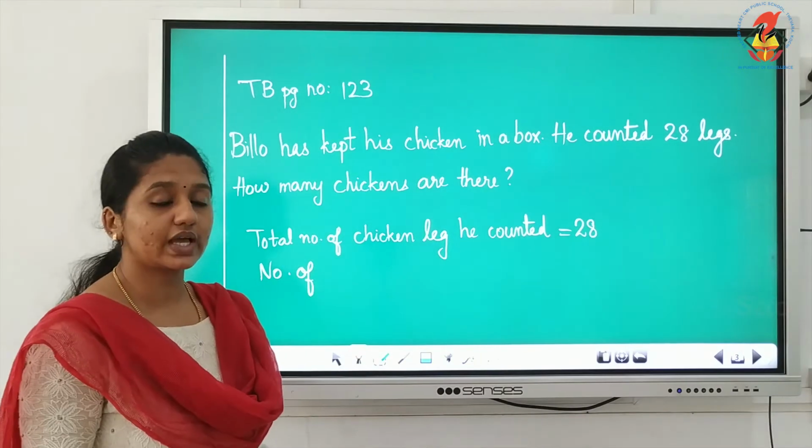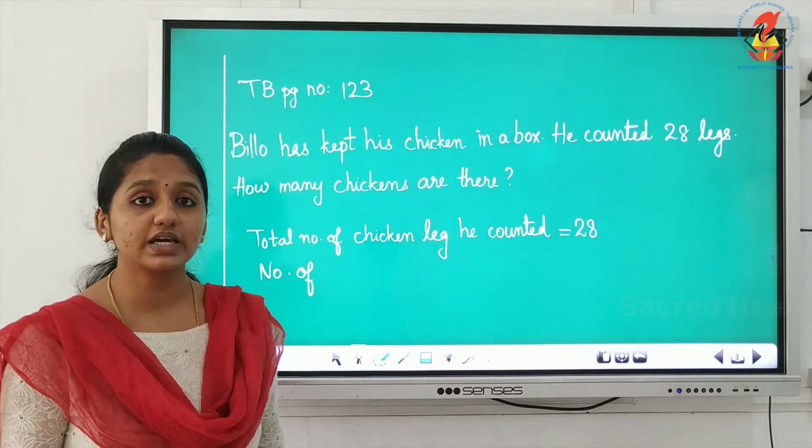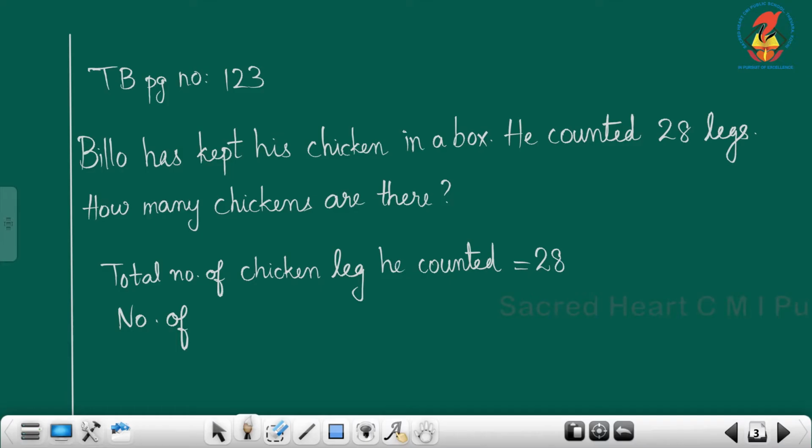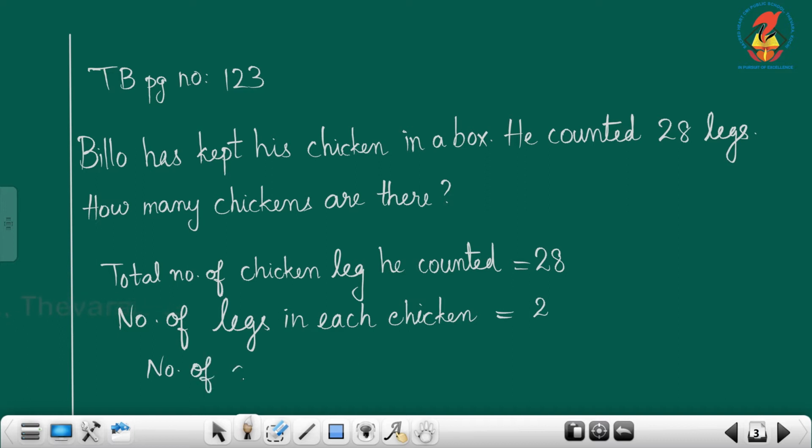So, we all know how many legs there are in each chicken, that is 2. So, number of legs in each chicken, that is 2. So, how many chickens are there? So, number of chickens, that is 28 divided by 2. Answer is 14 chickens.